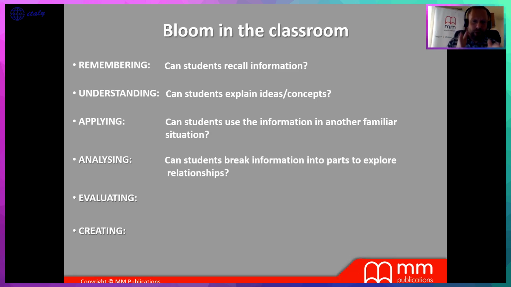Analyzing, can students break the information into parts in order to explore relationships? So here we have moved towards the upper part of the pyramid, where students are now not only asked to make use of that information, but it goes deeper into putting through a lens some of the details which are being supplied. Evaluating. Now, can students make or justify a decision?